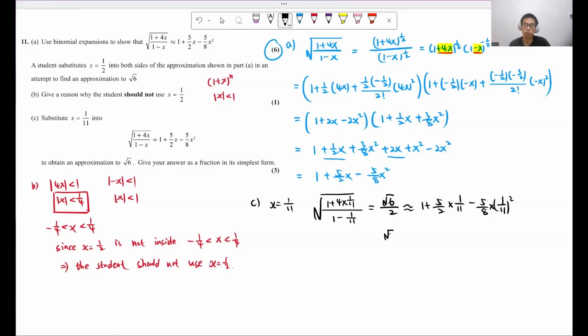So therefore, root 6 over 2 is approximated to, if I put it in the calculator, 1 plus 5/2 times 1/11 minus 5/8 times (1/11) squared. So that is equal to 1183/968. So that means root 6 should be approximated to, times 2 for both sides, 1183/484. So that would be the fraction in its simplest form. So that would be the final answer.